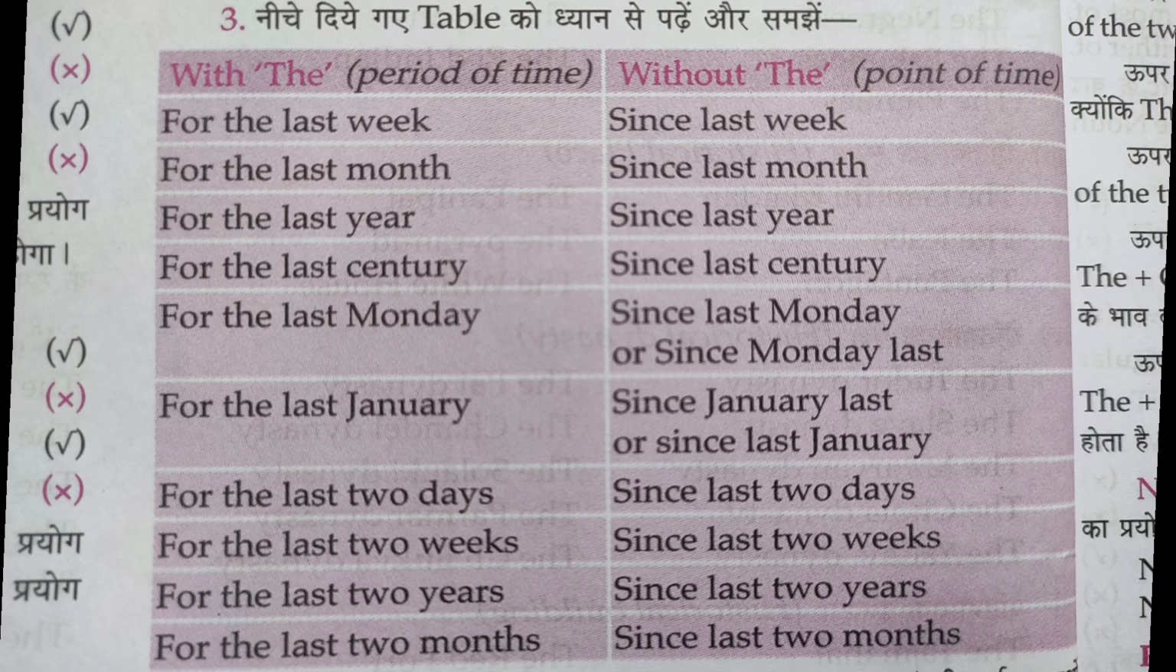Look at this table. With a period of time, for; with a point of time, since. For the last week, since last week. For the last month, since last month. For the last year, since last year. For the last century, since last century. For the last Monday, since last Monday or since Monday last. For the last January, since January last or since last January.